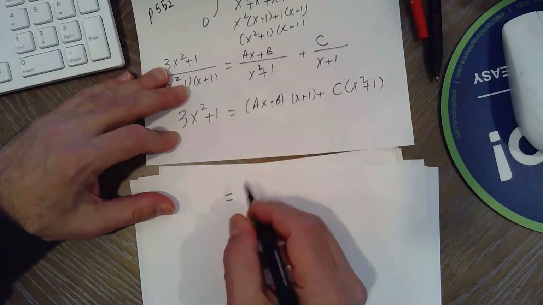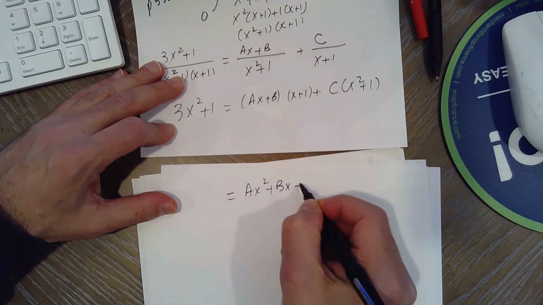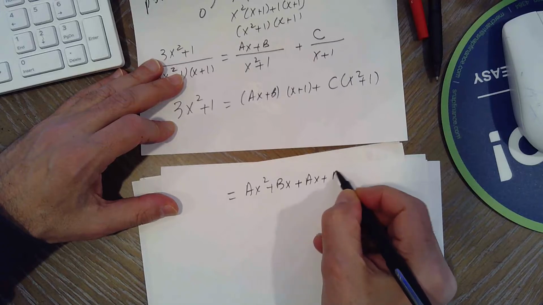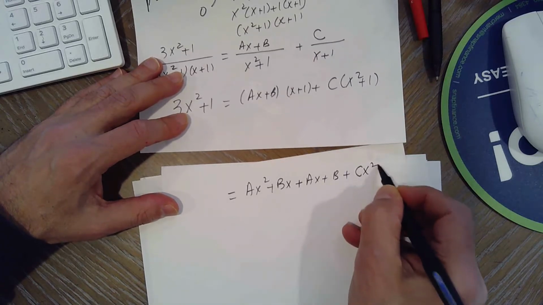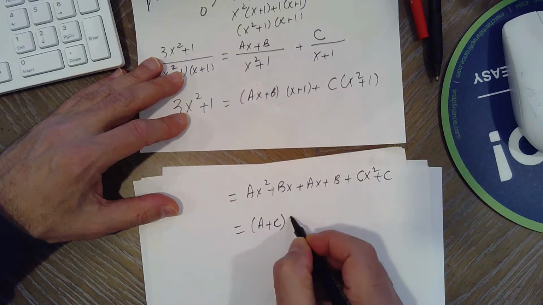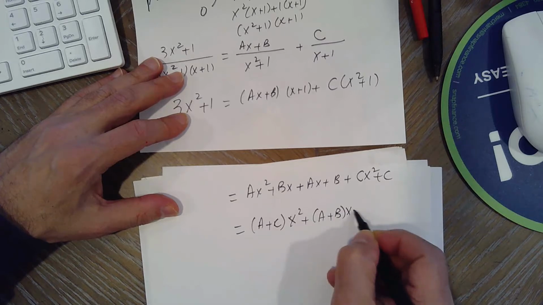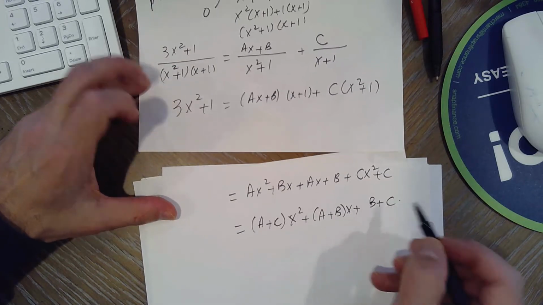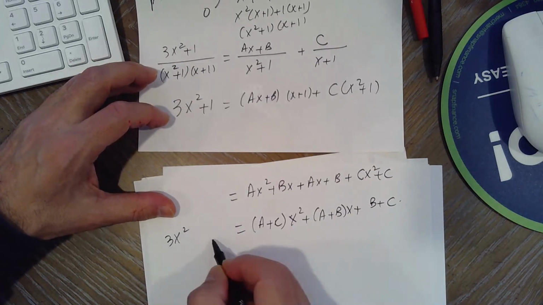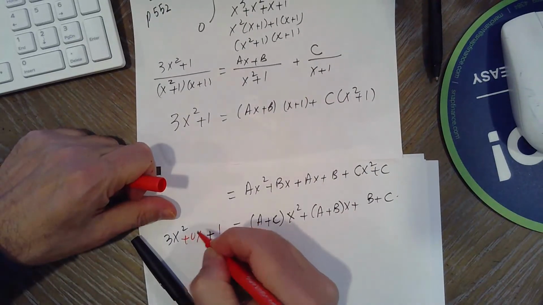If we FOIL that, we get ax squared plus bx plus ax plus b. And then distribute the c. Combine like terms: (a plus c)x squared, (a plus b)x, and then b plus c. And this has to equal 3x squared plus 1. We're missing an x term, so that's a 0.